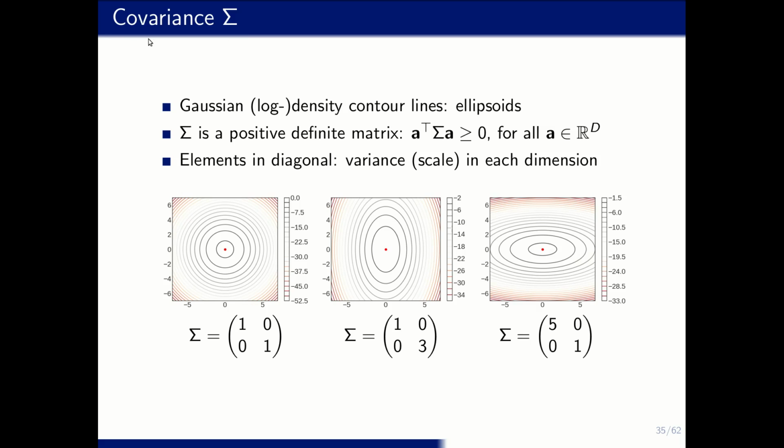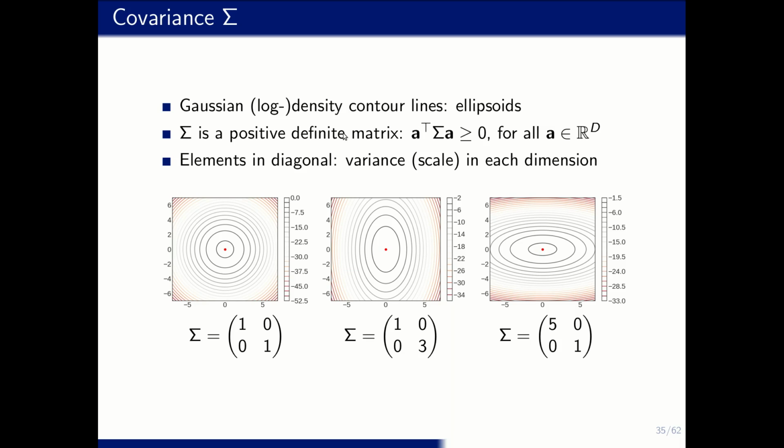What is the role of the covariance? Again, the Gaussian density contour lines are ellipsoids, and the form of the ellipsoids is very much controlled by Sigma, the positive definite covariance matrix. Recall that positive definite means that if we take Sigma and multiply it from the left with a vector a transpose, and from the right with the same vector a, this must always be non-negative, for any vector from the d-dimensional space. This is just the definition of a positive definite matrix.